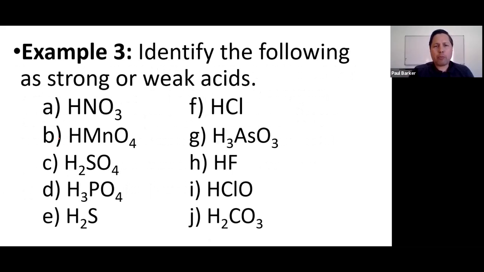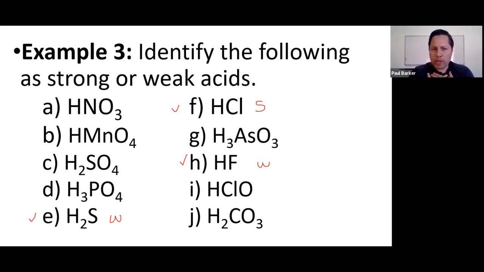So now, in example 3, we're asked, can you identify who is strong and who is weak? All right, let's begin with our binary acids. So binary, they only have 2 elements. So this is binary, and this is binary. This one has 3 elements. All right, so who is strong and who is weak? I'm going to label this one as strong. I'm going to put an S right here. Strong. This is weak. And this one is weak. All right, so that's the answer.